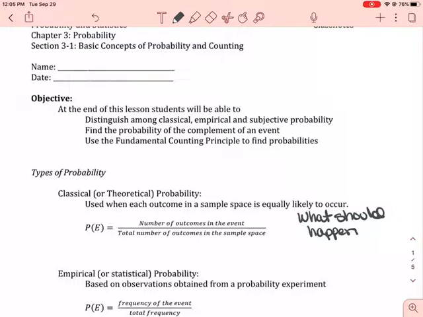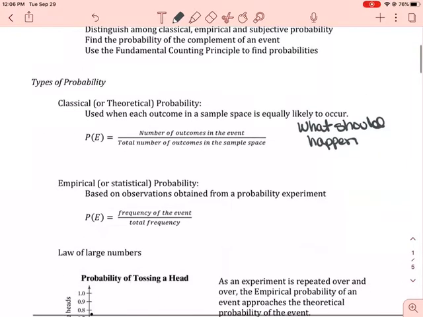So this is what we're used to thinking about probability. It's the number of times something happens over the total number of times. So if I roll a die and there are 6 things that could happen, I want to know what is the probability of getting a 3. There's 1 out of 6. Okay, that's the typical probability that we're used to.